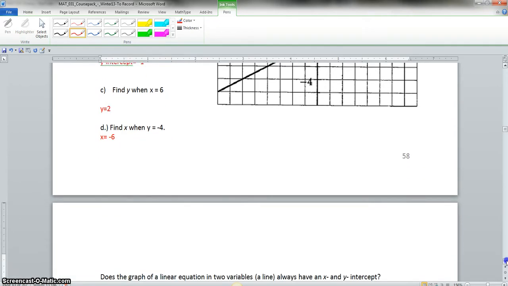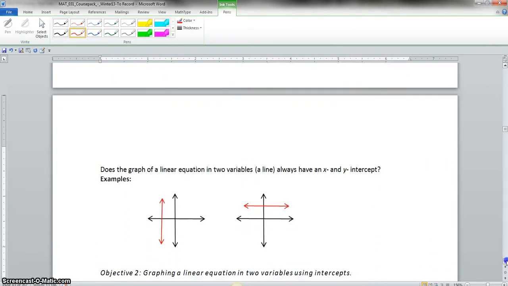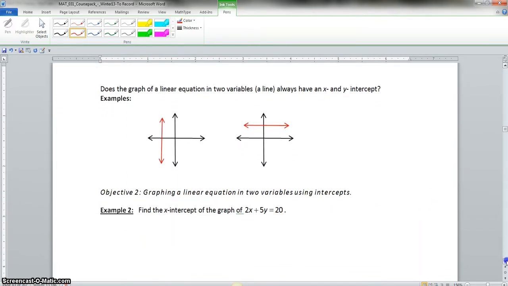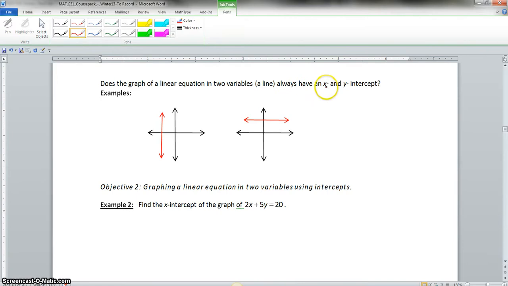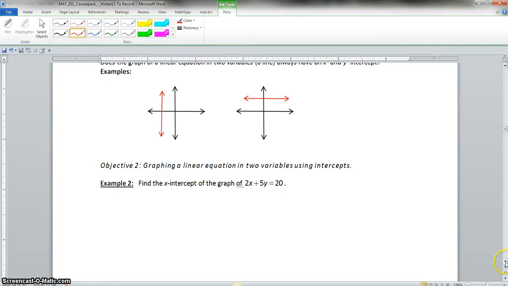Now, we scroll on. It says here, does the graph of a linear equation in two variables, a line, always have an x and y intercept? Now, the answer is no. A line does not necessarily have to have an x and y intercept. Like if you take this line here, the only thing we have here is an x-intercept. This line never crosses y. And right here, we only have a y-intercept, and it never hits the x-axis. So those are two examples of why that answer is no.